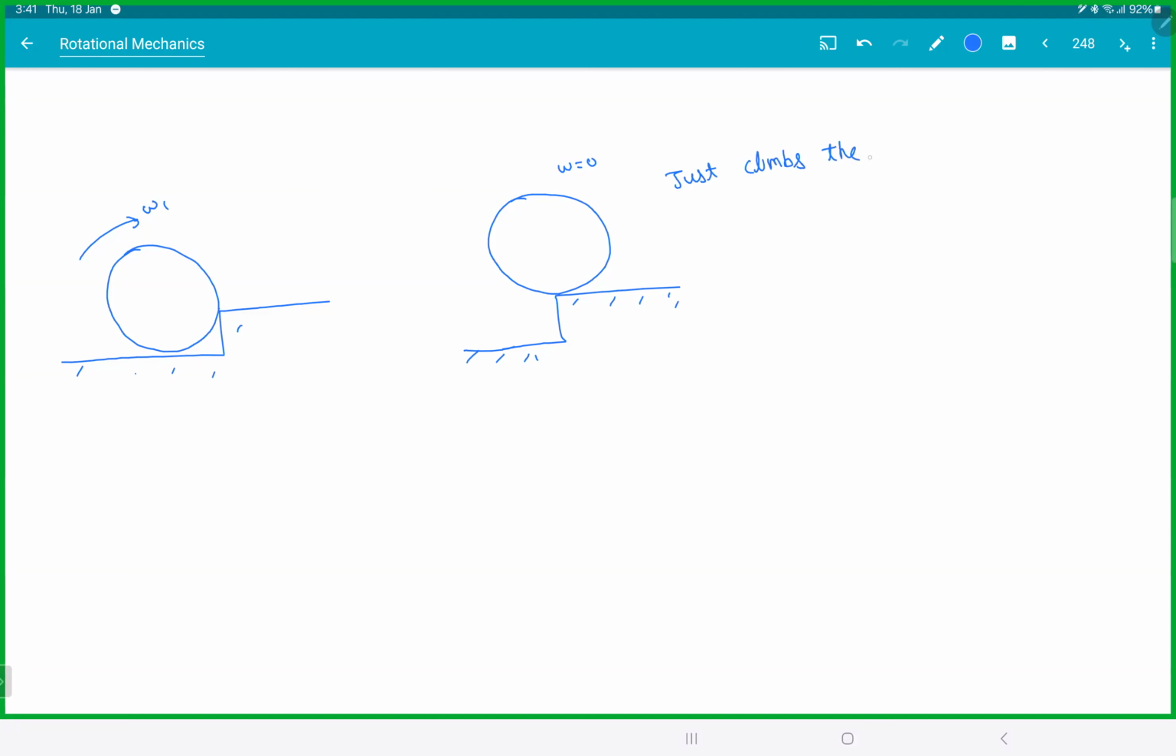Just climbs the step. Where is the center of mass? Here, R. Where is this center of mass? R plus H. So, mgR plus half moment of inertia about A, omega dash square, will be equal to mgR. There is no kinetic energy. Omega dash ka value you know from there. Substitute, you'll get the answer.